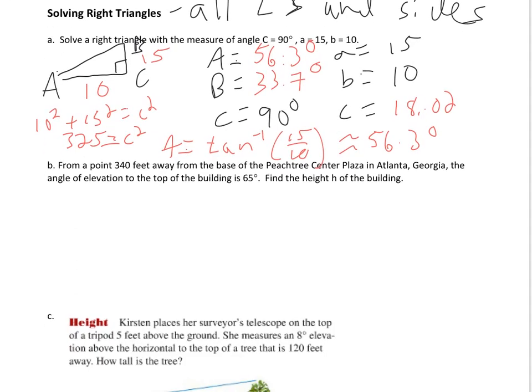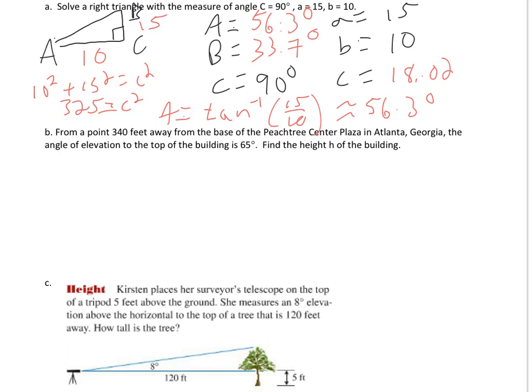So let's go ahead and do one quick example here that's on the notes, and then we'll call it good. From a point 340 feet away from the base of the Peachtree Center, a really tall building if you've ever been to Atlanta, kind of a circular glass building that you might remember if you've been there, the angle of elevation to the top of the building is 65 degrees. Find the height of the building.